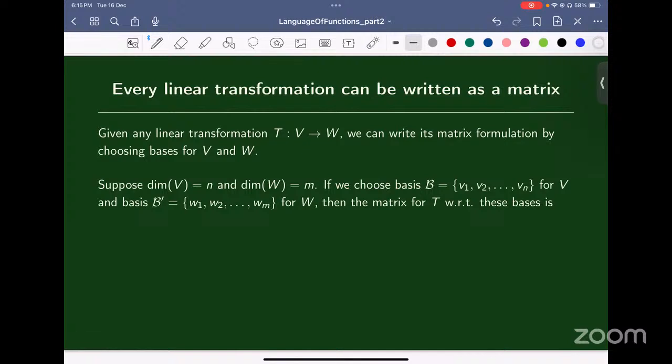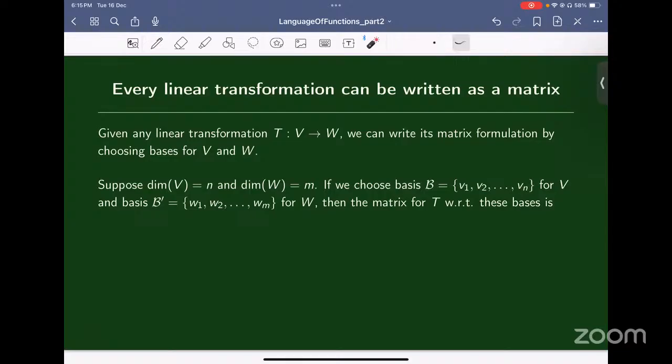The next thing I want to talk about is how every linear transformation can be written as a matrix with respect to a chosen basis for V and W. Remember, once you have chosen a basis, you get a matrix formulation. If you change the basis, the matrix formulation will change. However, in most practical applications, one goes with the standard bases for both V and W, and so this doesn't become an issue.